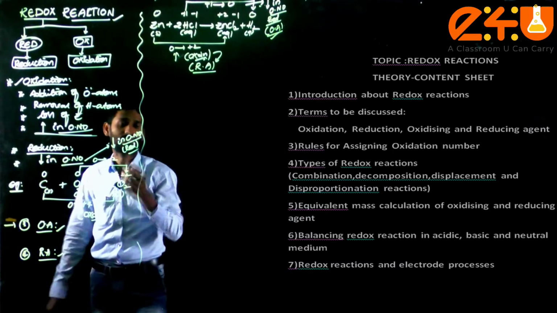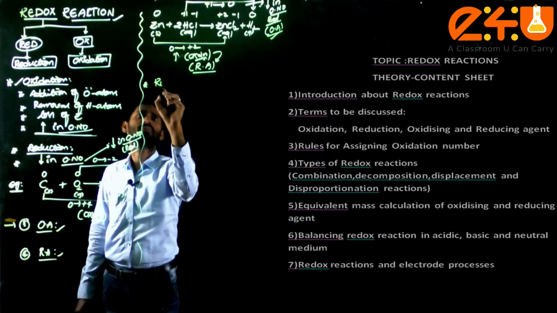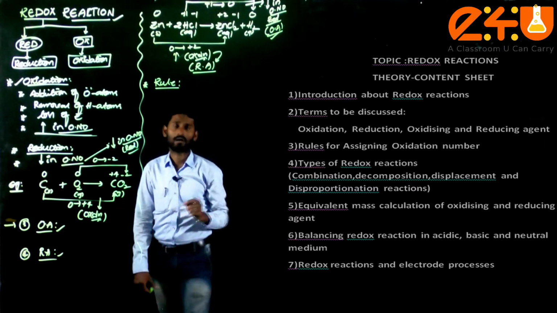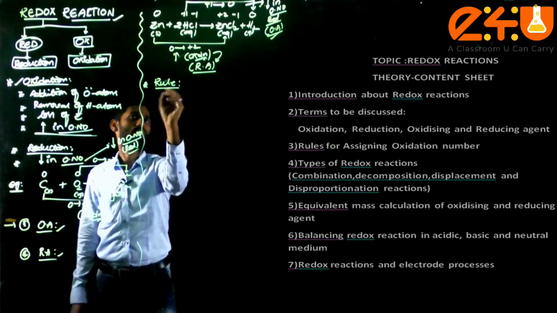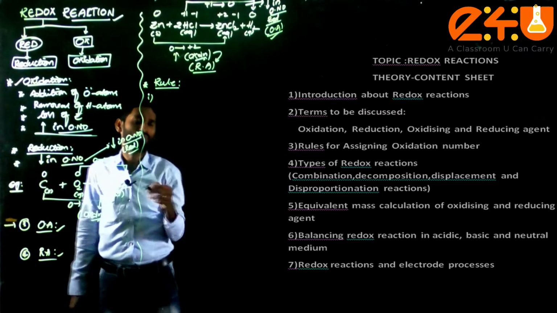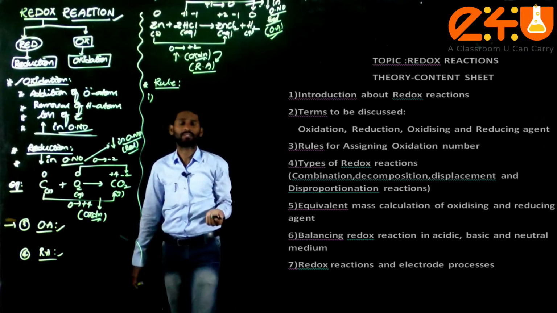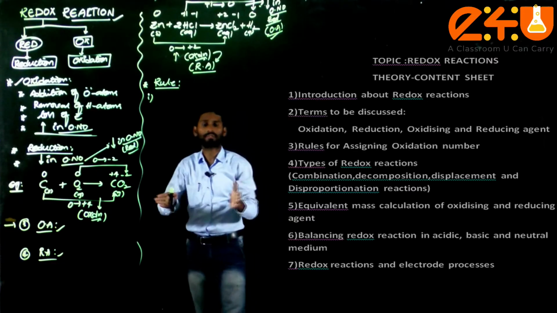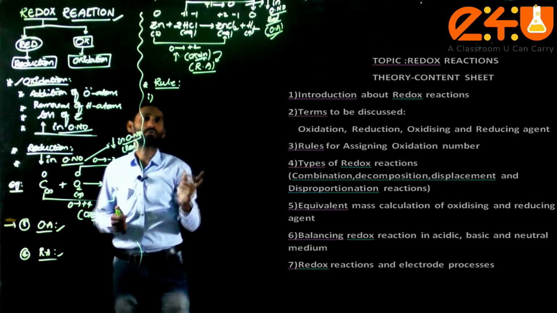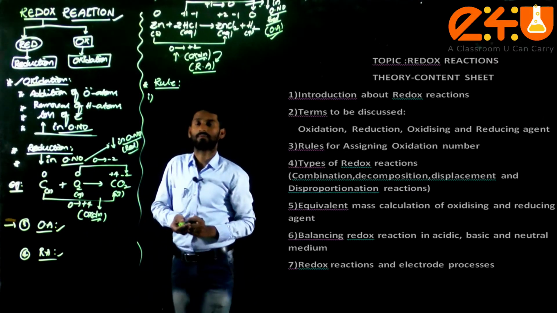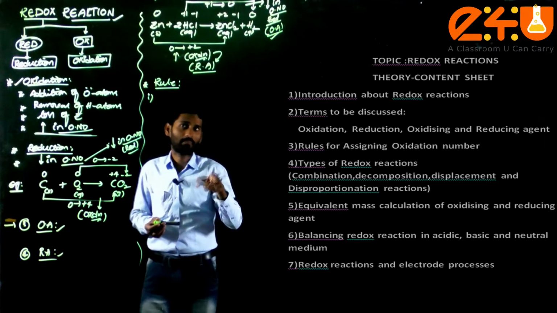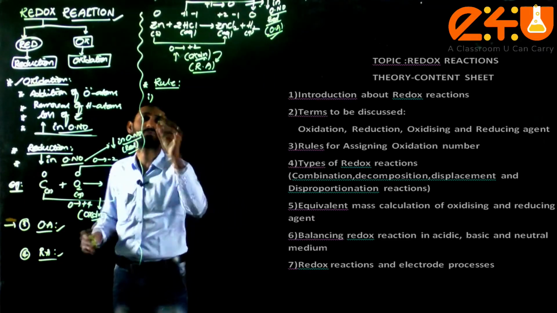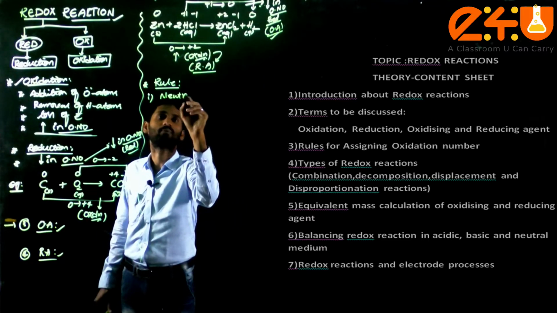Next, how we have to assign oxidation numbers for particular elements, compounds or molecules. We have some rules. The first rule: the sum of the oxidation numbers of all the elements present in a molecule or compound is equal to 0. You may ask, is it neutral or ionic? Very important point, my dear students. This is for a neutral compound.